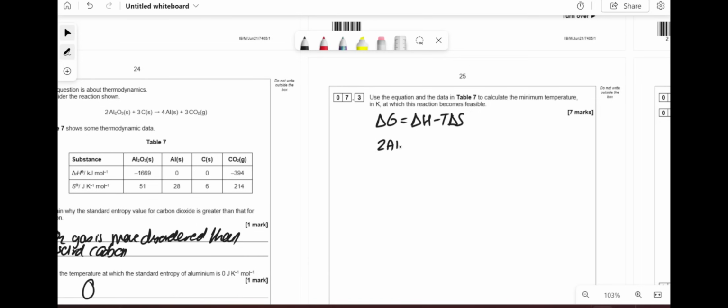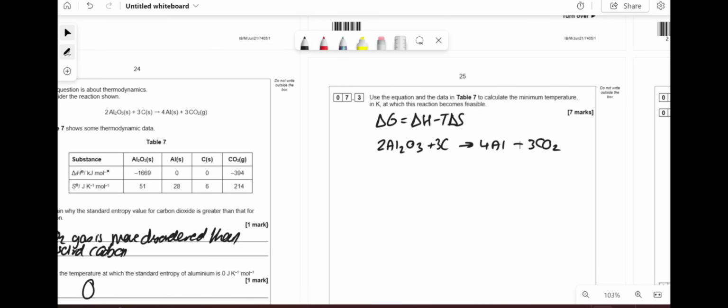2Al2O3 plus 3C gives you 4Al plus 3CO2. In order to work delta H out, we need to use this enthalpy here. So we're going to draw a Hess's law cycle. Now, whenever you do enthalpy changes like this, and you're trying to find something that's indirectly related, always draw a Hess's law cycle. It just goes unbelievably crazy.